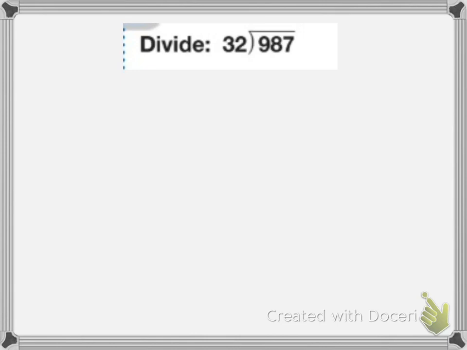Okay, the next number we have is 987 divided by 32. Again, we want to break this into smaller pieces. So 987 divided by 32. 32 cannot go into 9, but it can go into 98. 32 goes into 98 3 times.